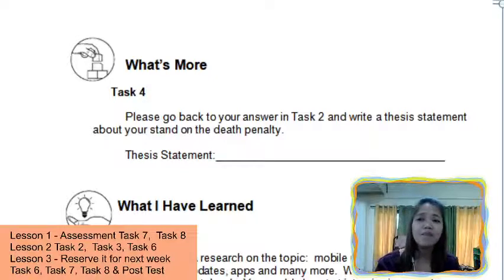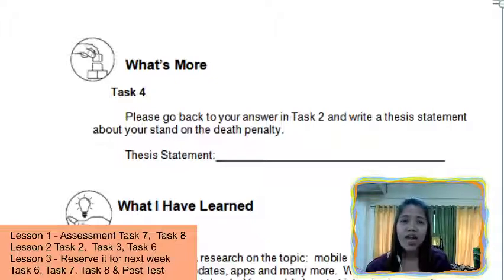That is the key point of a paragraph, of an essay. When we say key point, that is the main point of the essay. What is your essay all about? By just looking at your thesis statement, okay, naniniwala siya na hindi maganda ang death penalty, ganon. Okay?